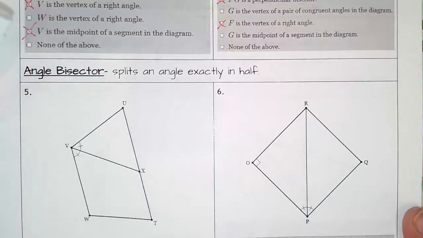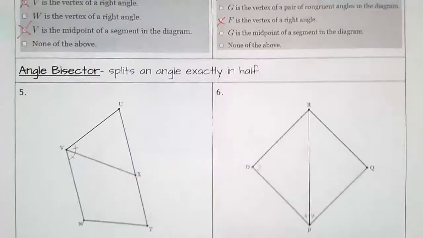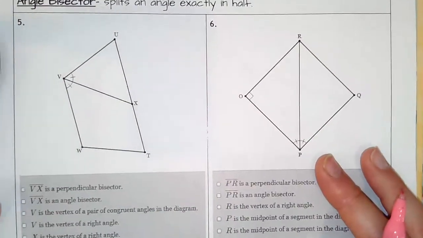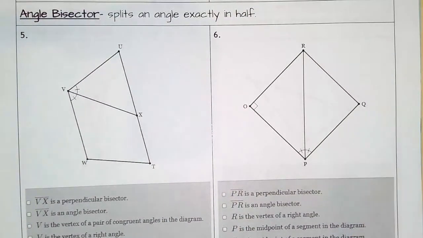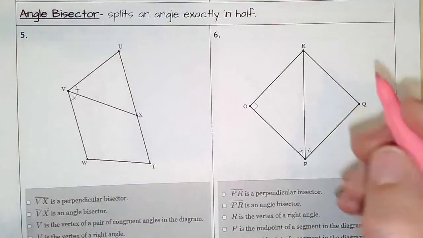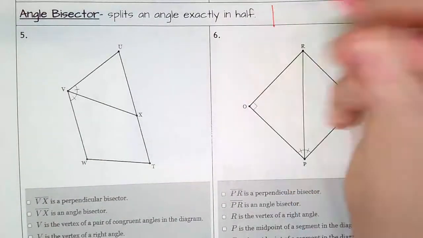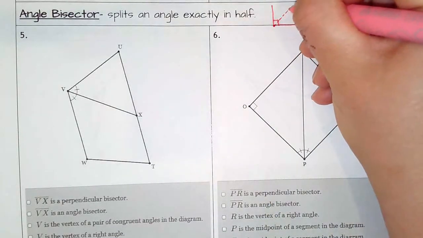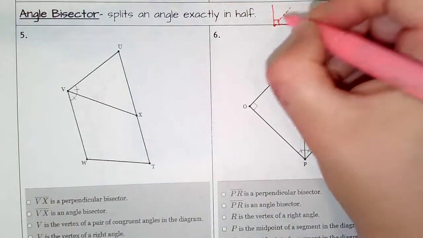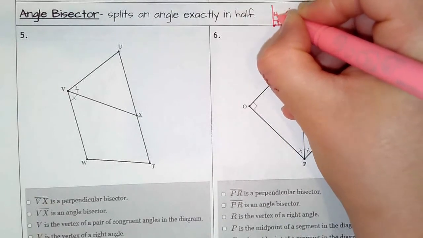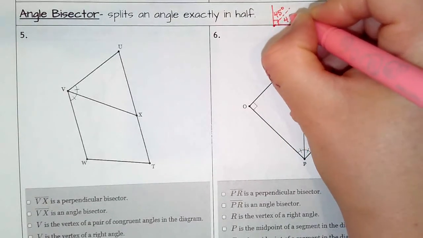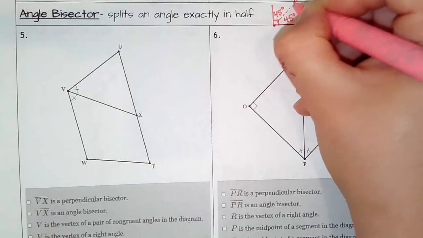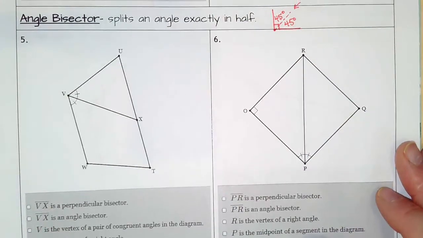All right, last thing we need to talk about is an angle bisector. If we're talking about bisecting something, now we're not talking about a line. We're going to say it cuts an angle exactly in half. So some kind of line that cuts an angle in half. Let's say if I had a 90 right here and I cut it in half, what must my angles be on either side here? Half a 90 would be 45 and 45. So this right here would be called my angle bisector.